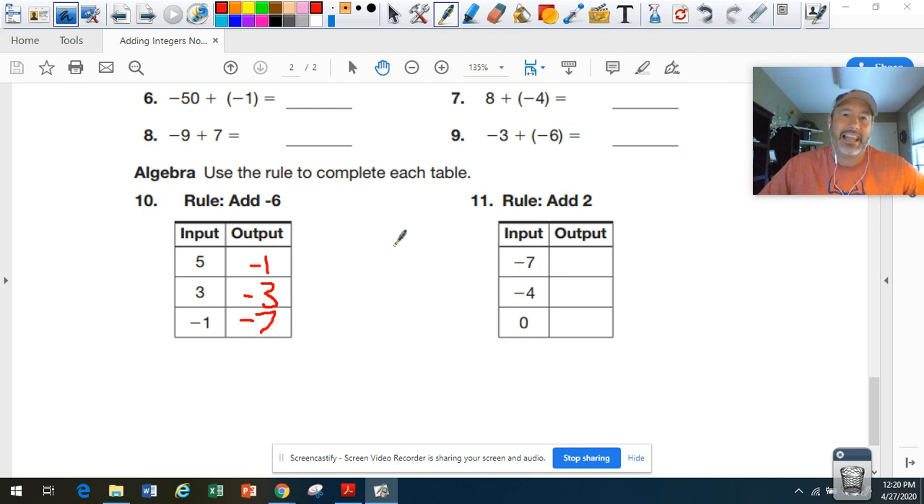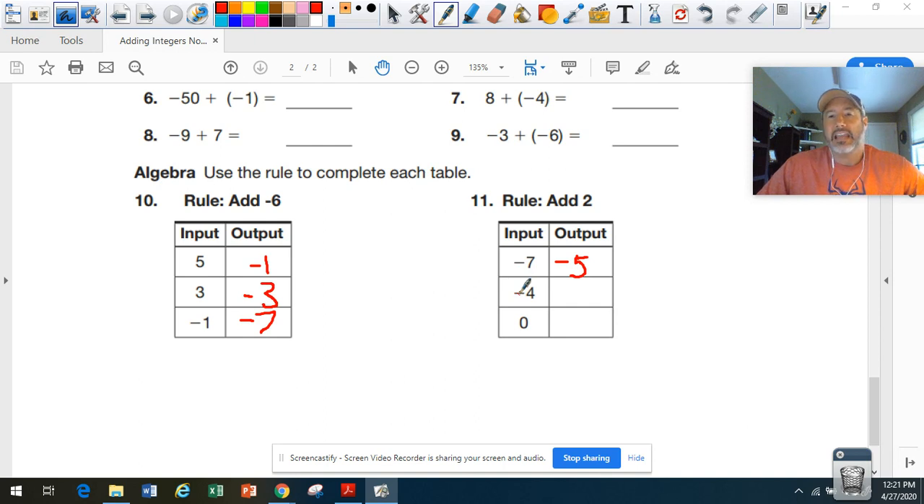Here we go. Last one. Okay, -7 plus 2. Signs are different. Absolute value of -7, 7. Absolute value of 2 is 2. 7 minus 2 is 5. Okay, now which is larger, 7 or 2? 7 is. What sign does it have? A negative. My answer here is -5.